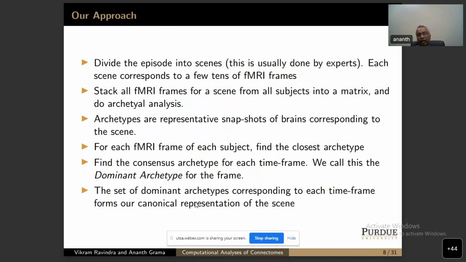Now with this hammer, I'm going to see what I can learn about the videos that I'm watching. So here's what I'm going to do. I'm going to take the episode of Sherlock. Once again, this data set is about 30 odd people watching the first episode of the BBC show Sherlock.